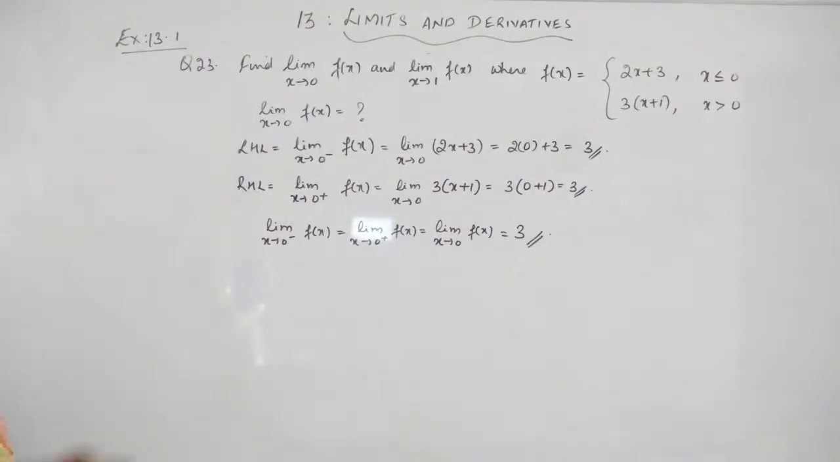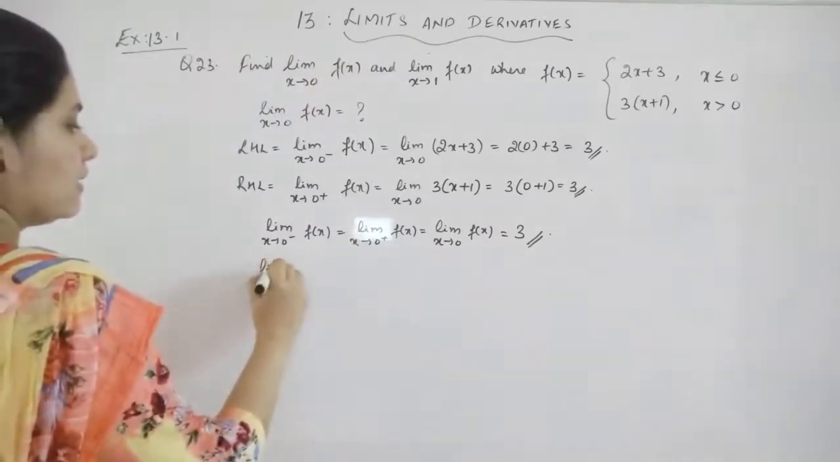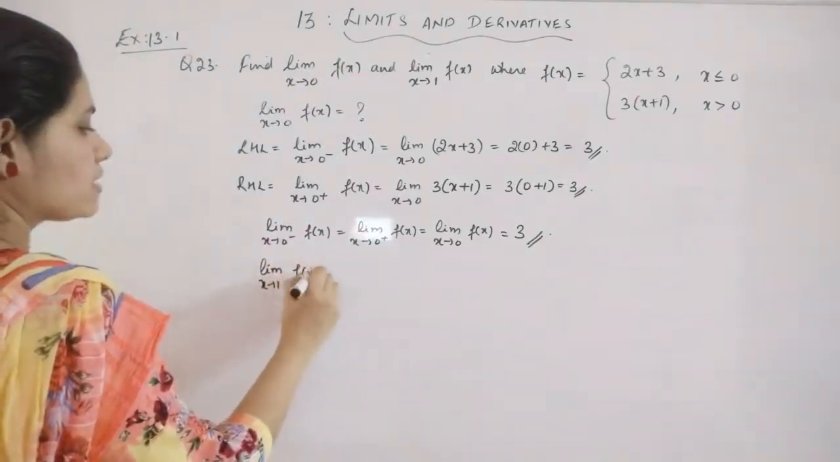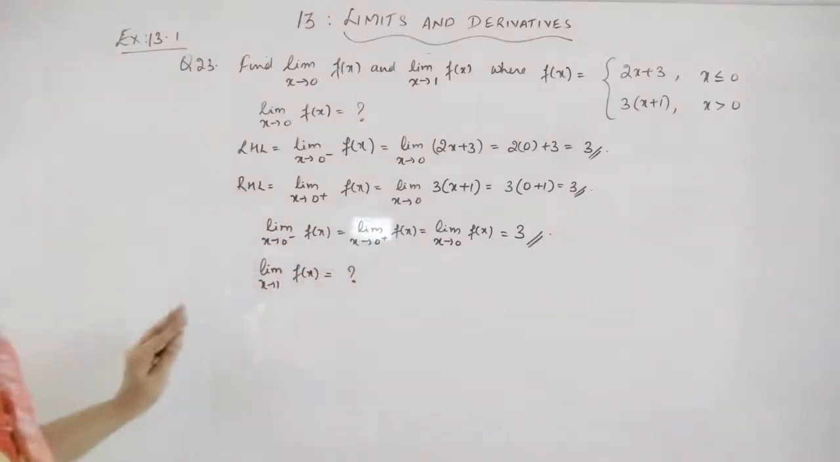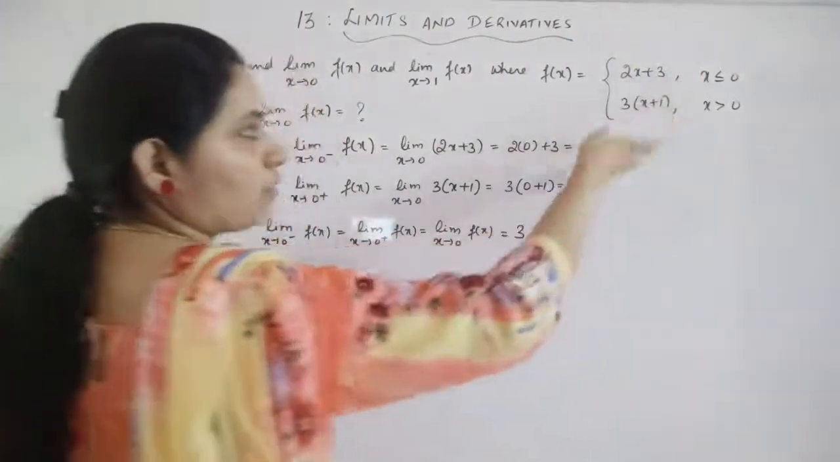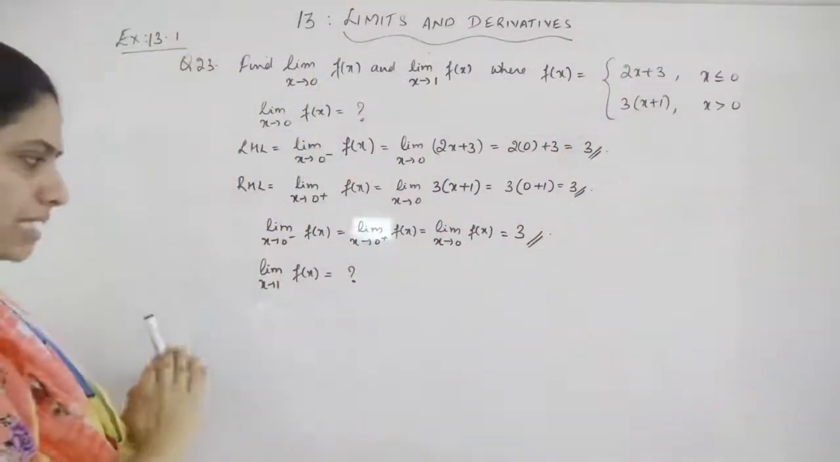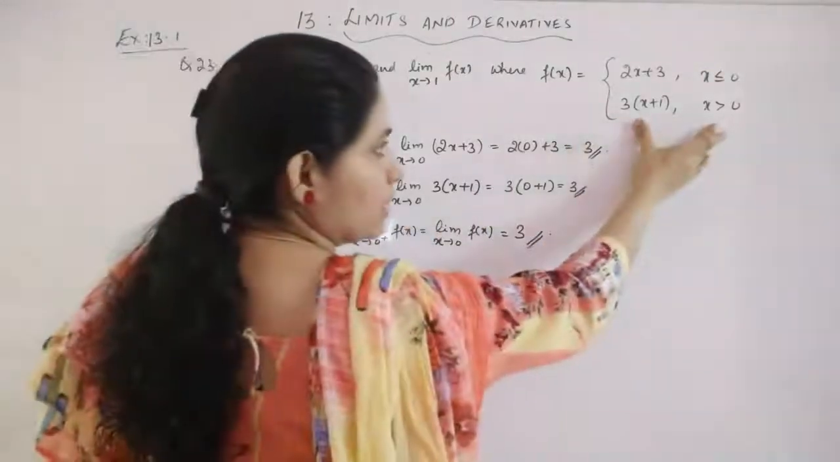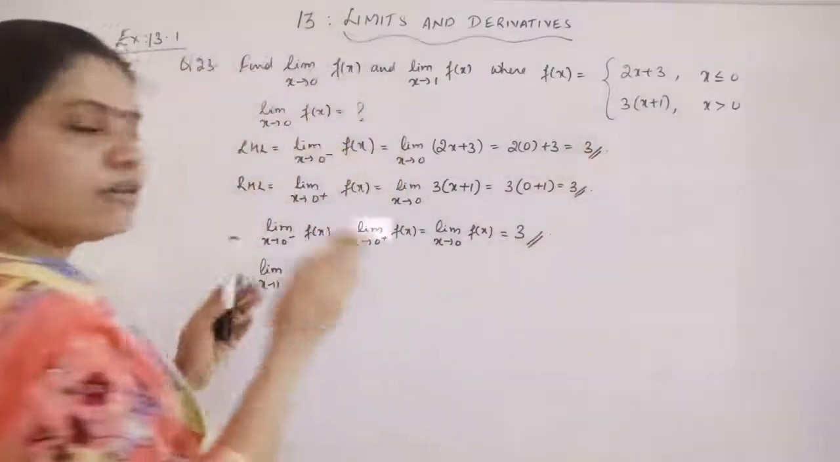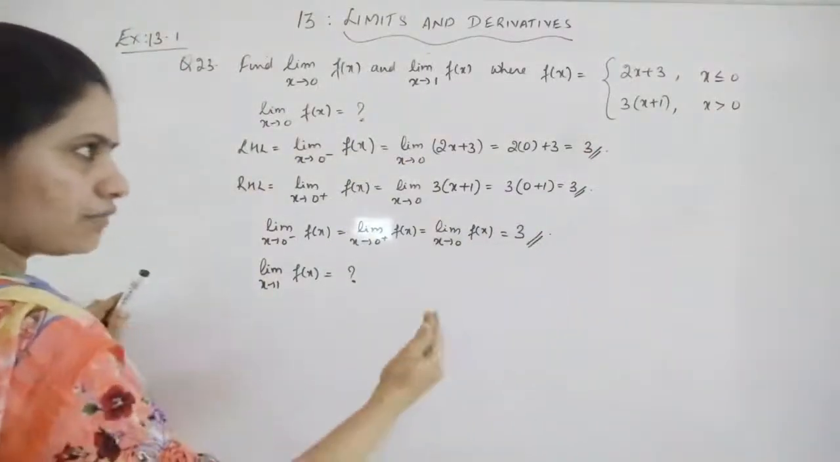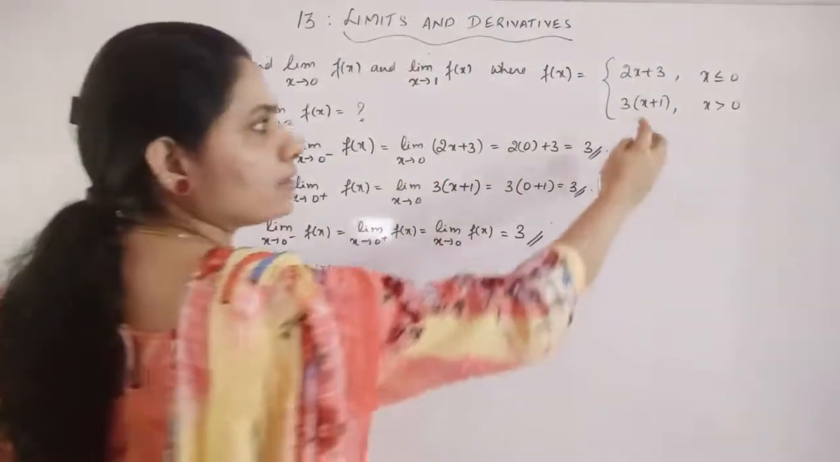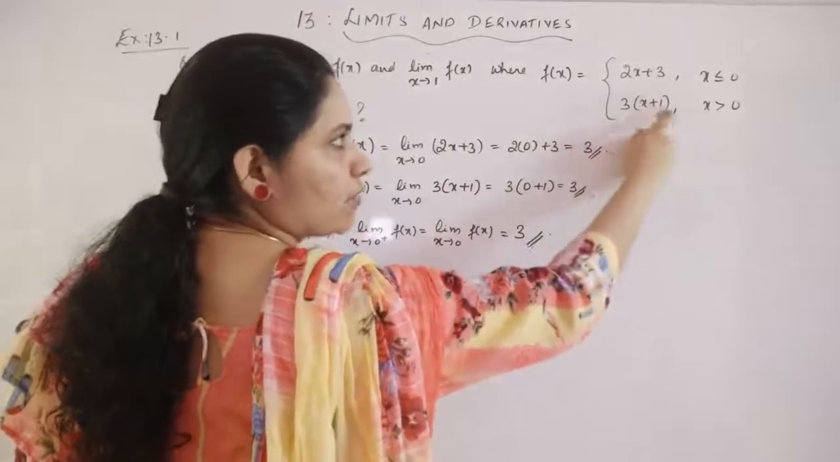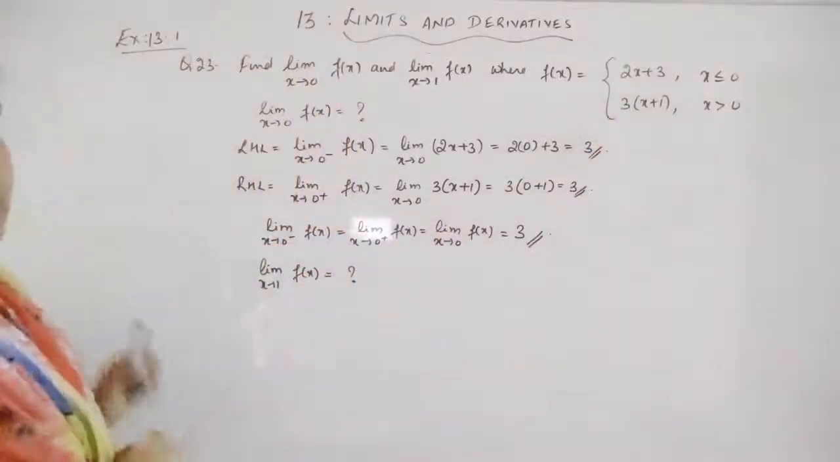So this is the answer for limit x tends to 0 f of x, which is 3. Now moving on to the second one, that is limit x tends to 1 f of x. Again we are checking for left and right limits, but the thing you have to see is that the function's value is not varying about x equal to 1. Both the values from the left side of 1 and from the right side of 1 are actually greater than 0, so you will have only one function for both the right hand and left hand limits in this case.